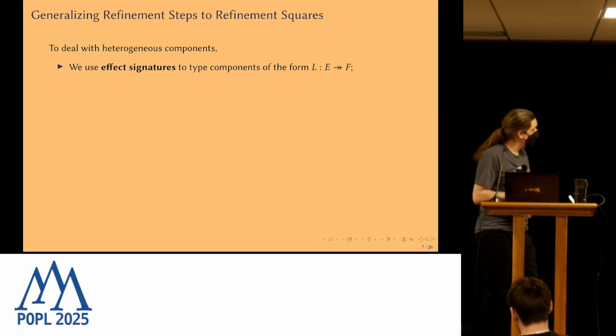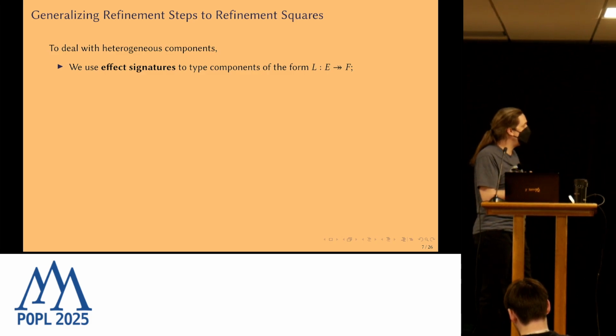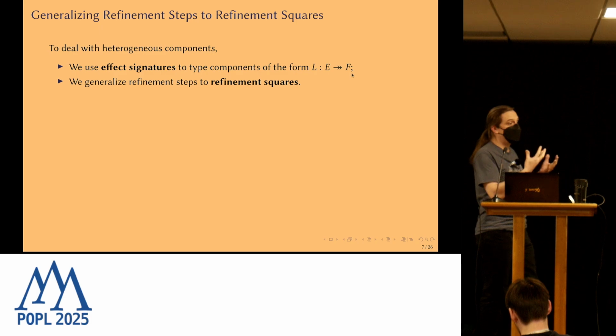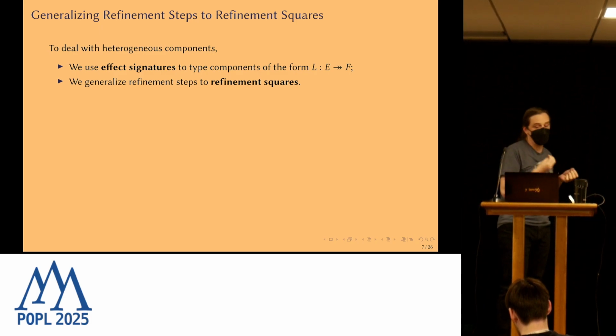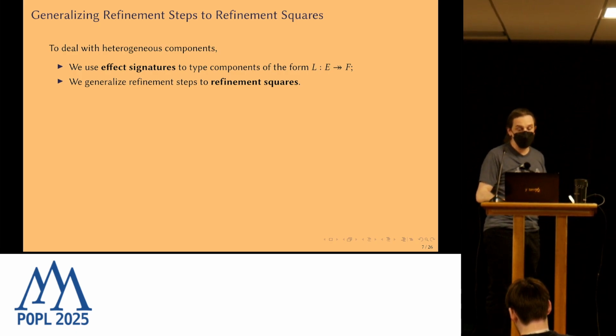But what we did is we used FX signatures to provide a type for our components. And we'll have components that use the operations in a signature E to implement the operations in a signature F. And the key ingredient of our framework is that we generalize these refinement steps to refinement squares.